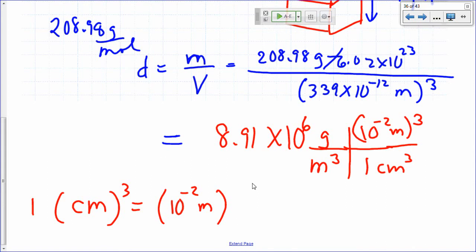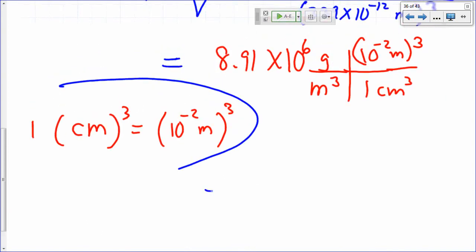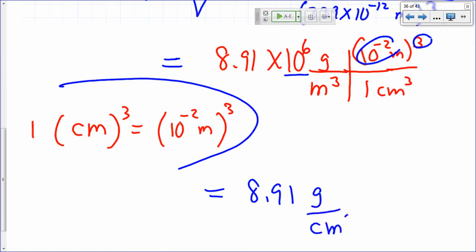Okay, let's put that aside. So that's how much? 8.91. Okay, 10 to the negative 2 cubed is 10 to the negative 6, right? 10 to the 6 times 10 to the negative 6 is 10 to the 0, so that's just 1. So this is 8.91 grams per cubic centimeter. And of course, you know that 1 cubic centimeter is a milliliter, right? So it's 8.91 grams per mil.